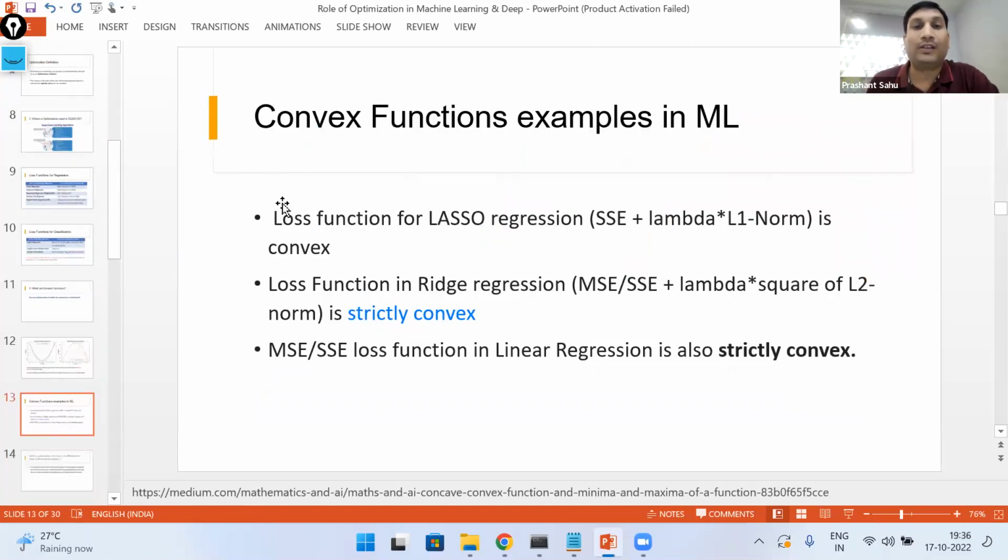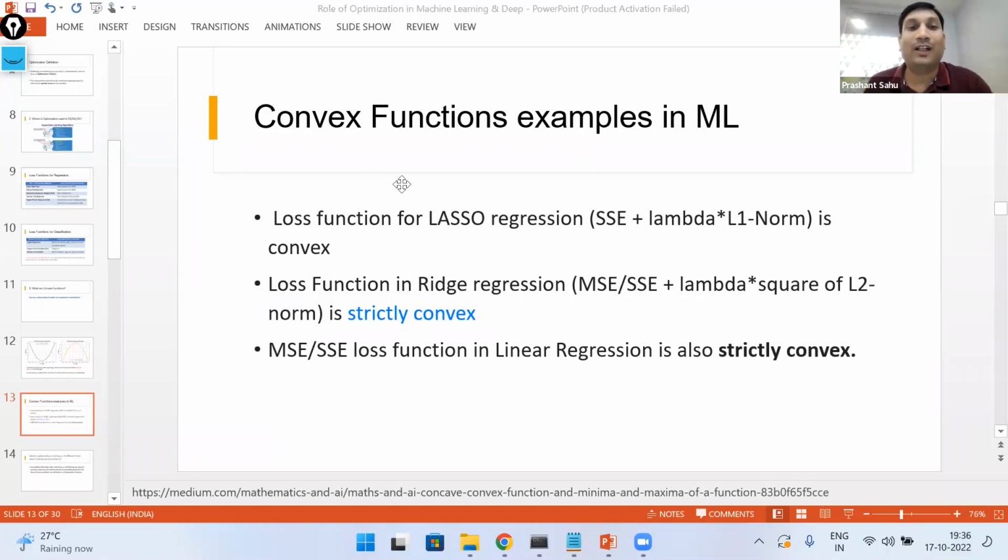Okay, so I'll give you some more examples of the convex functions being applicable to machine learning. Okay. So I have got a lot of questions. Okay, I'll take them one by one. Okay. So it seems people are super excited. Okay.